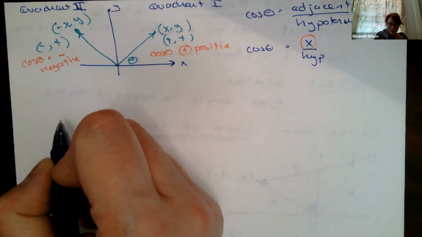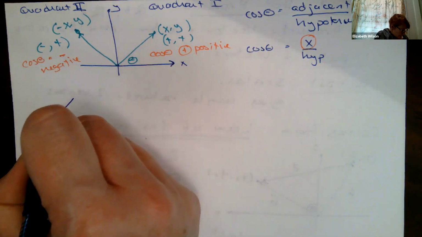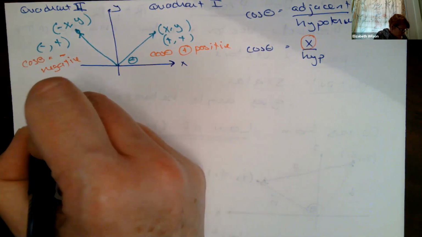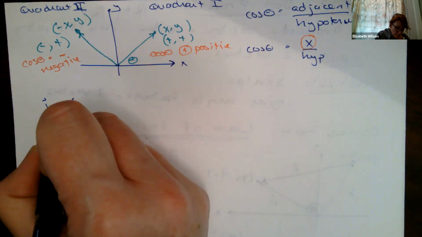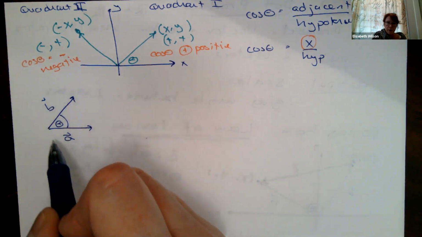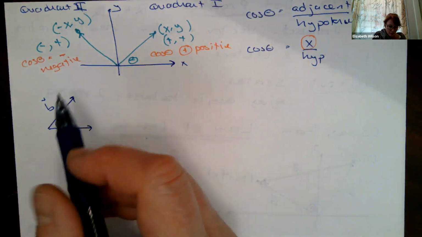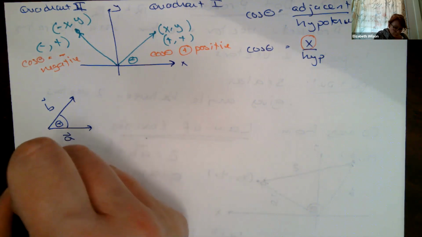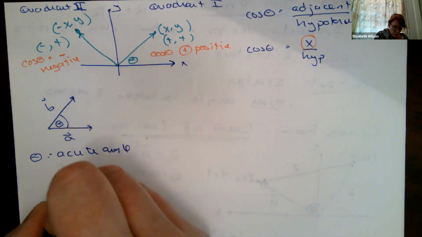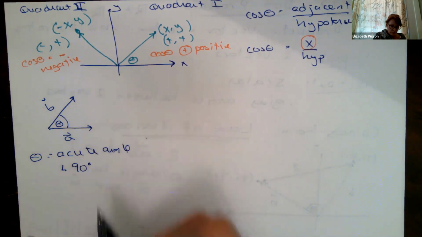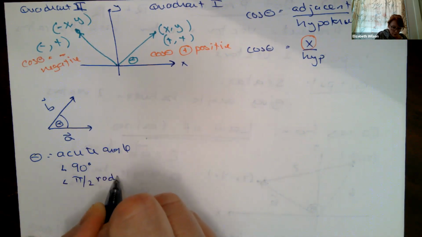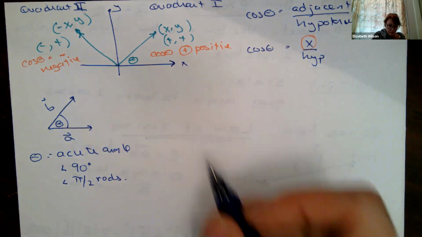Let's also remember back to geometry. Let's say, for example, here's my vector A, here's my vector B, and here's my theta, the angle between them. When the angle between A and B is less than 90 degrees, theta is called an acute angle. It's less than 90 degrees, or if you work in radians, less than pi over 2 radians. That's my acute angle.